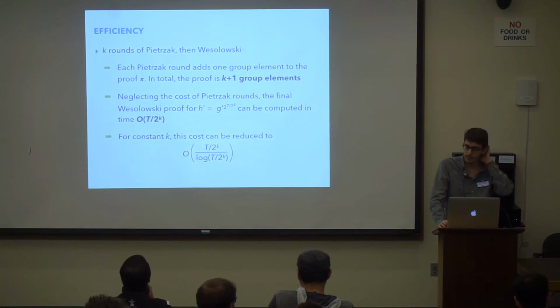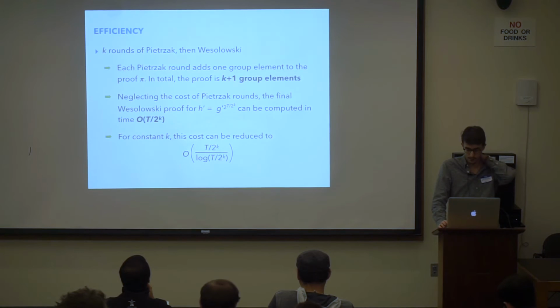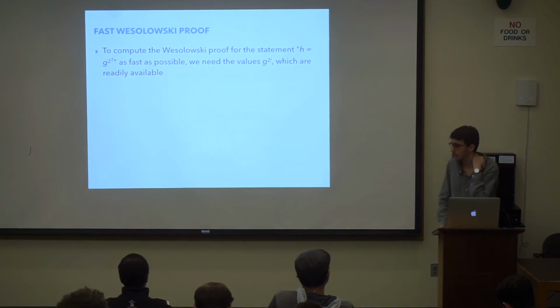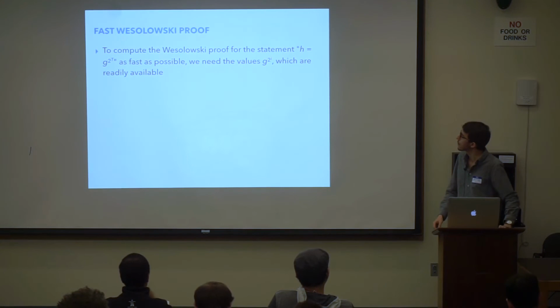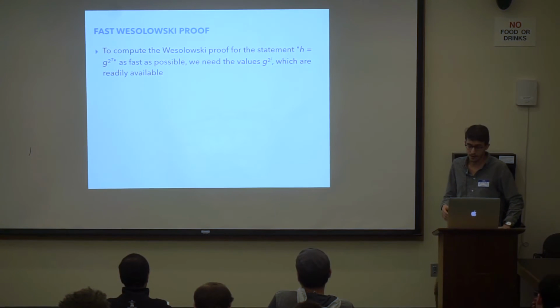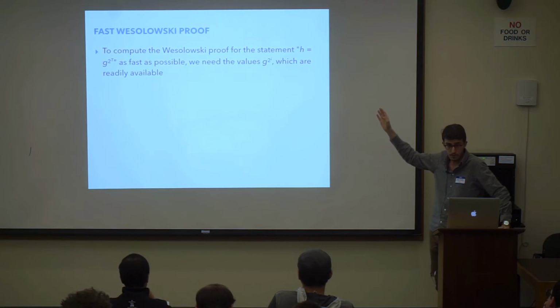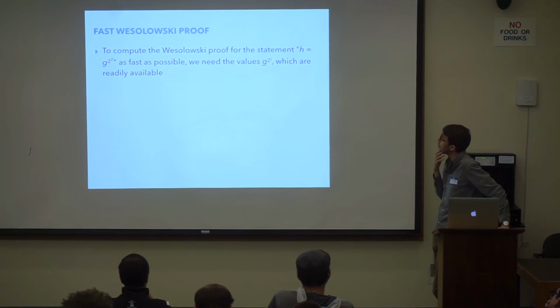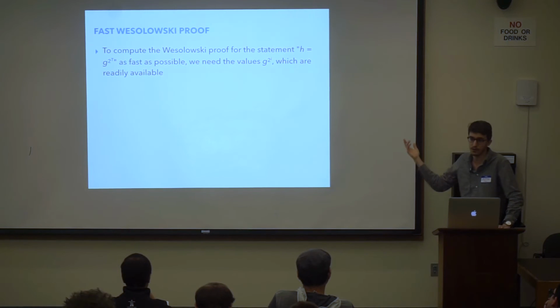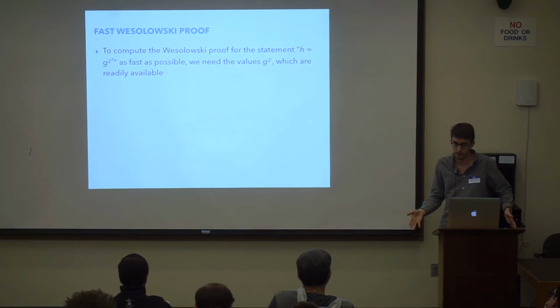So why is that? Why would having too many rounds be a problem? It's because to compute the Wesolowski proof, say for the statement h equals g to the 2 to the t, as fast as possible, if you want to use all the optimizations, you need to use the pre-computed values of the form g to the 2 to the i. And these are readily available. You encountered them during your initial computation.